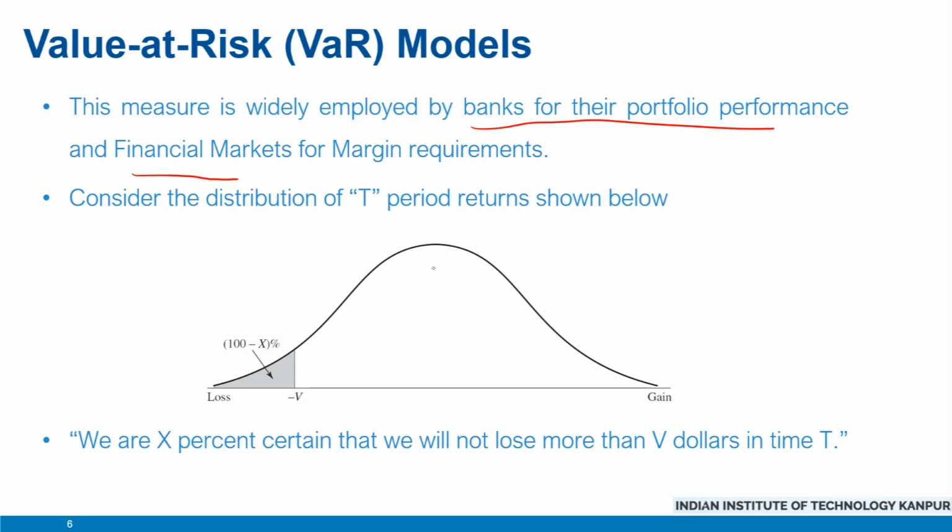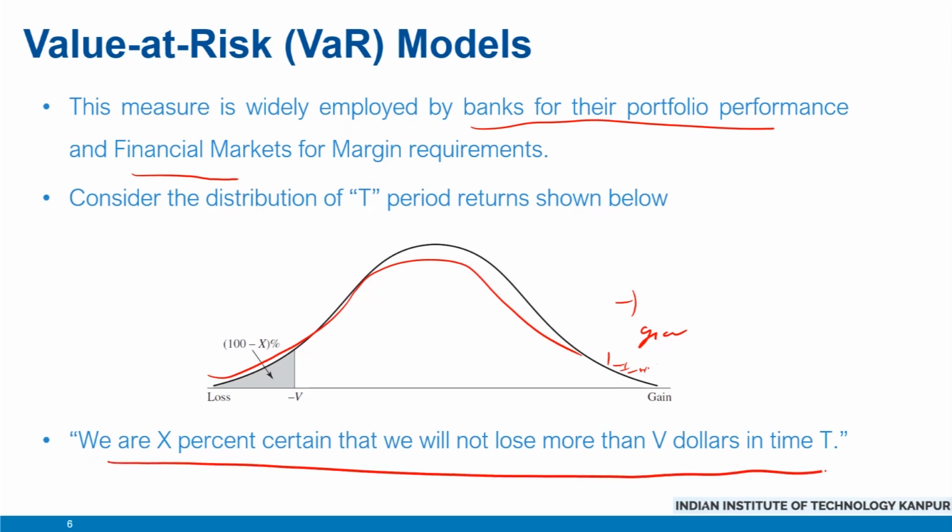Consider the distribution of T-period returns. It appears to be a normal bell-shaped curve like this. On the positive side, you generally have positive returns, or what we call gains, on the right side, and on the left side you generally have the losses or negative returns. Now let's say we want to make a critical statement about our position that we are X% certain that we'll not lose more than V dollars in time T.